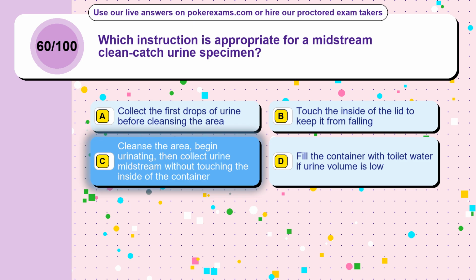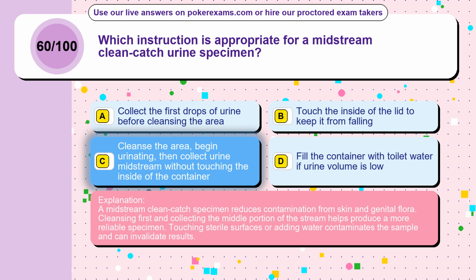The correct answer is option C. Cleanse the area, begin urinating, then collect urine midstream without touching the inside of the container. A midstream clean catch specimen reduces contamination from skin and genital flora. Cleansing first and collecting the middle portion of the stream helps produce a more reliable specimen.